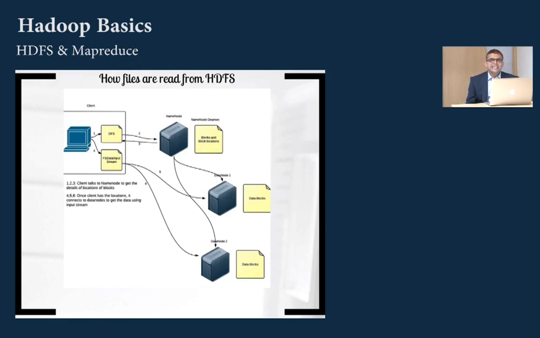When it comes to reading, exactly the same mechanism is followed. When you run the command for reading a file, name node would only give us locations, and it's the client that will connect to the data nodes and get the data. So the client talks to the name node to get the details of locations. Once the client has all the locations, it connects to the data nodes to get the data using input stream. So again, when you are reading the data, data is not passing through the name node.